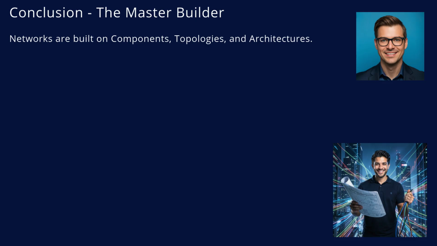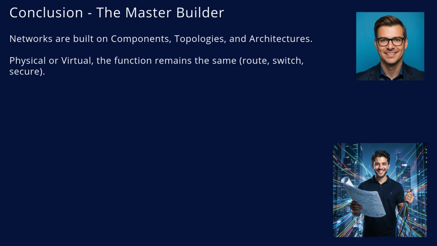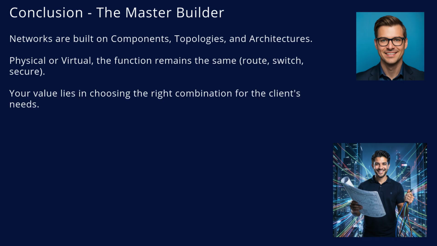To conclude, remember that every network, from your home Wi-Fi to the global internet, is built on these 3 layers: components, topologies, and architectures. Whether the components are physical boxes or virtual code, their function remains the same: to route, switch, and secure data. Your value as a network engineer lies in your ability to choose the right combination of these blocks to build a solution that meets the client's needs. Master the blueprint, and you master the network.